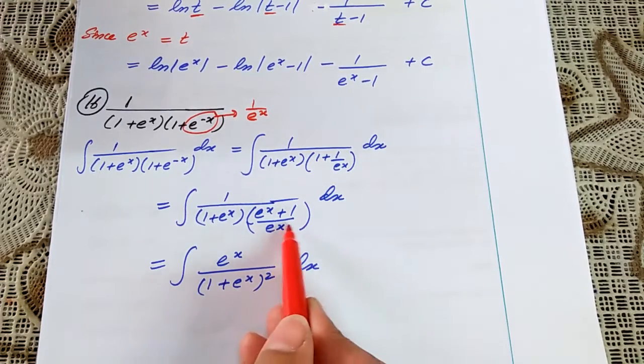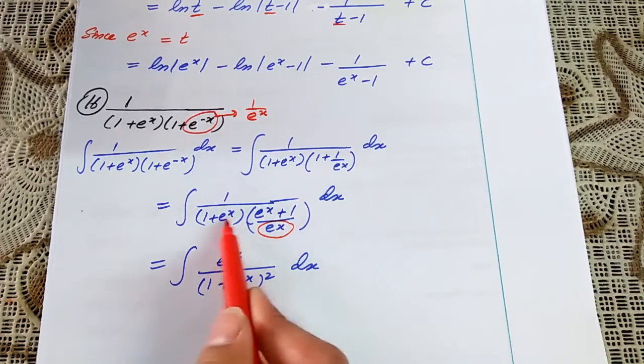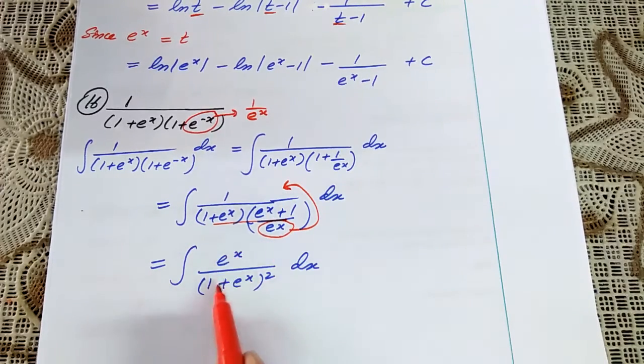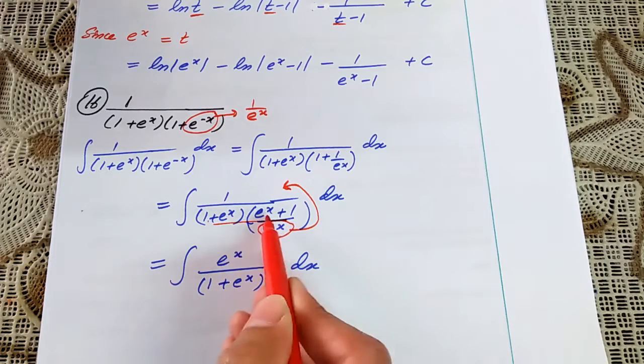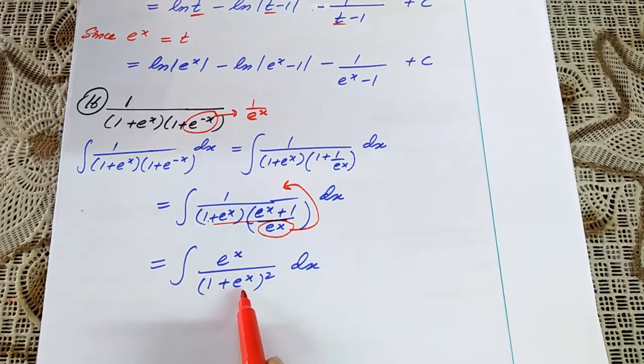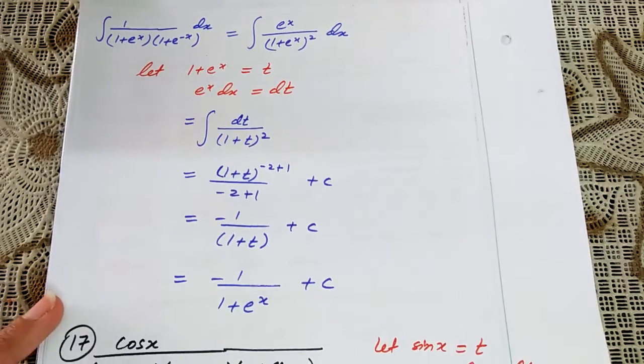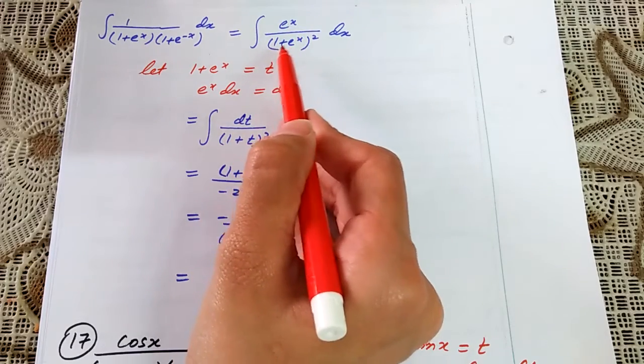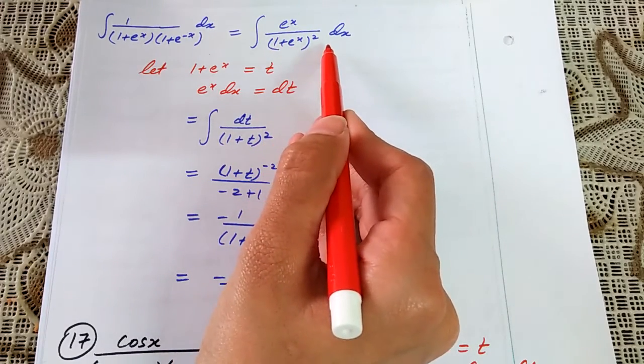Now this thing is in the denominator of this whole thing, so it can be moved up here. We'll get e raised to power x over 1 plus e raised to power x, and 1 plus e raised to power x can be written as 1 plus e raised to power x whole square. Now we have integration of e raised to power x over 1 plus e raised to power x whole square.